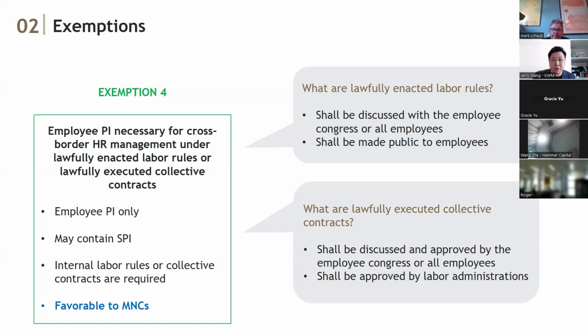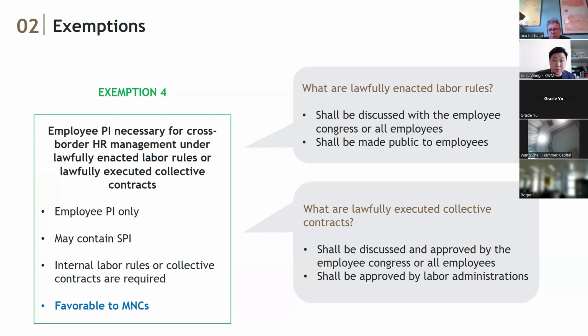So the very typical example of these internal labor rules is the employee handbook. And how to put it in practice, let's take it this way. The employee handbook needs to have some contents. First of all, it needs to reflect that the company is adopting global level HR management. That means maybe Workday systems are operating globally, so reflecting the necessity of transferring employees' personal information abroad.